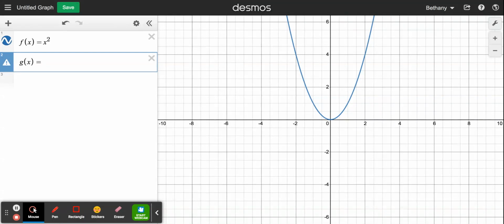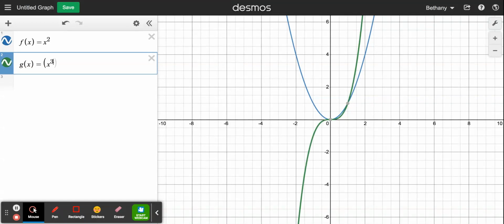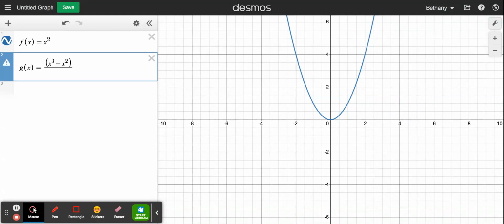What you need to do is you need to use parentheses for the numerator, x cubed minus x squared, close the parentheses, then do the division sign, so that's the button right next to the shift, and then do x minus 1.